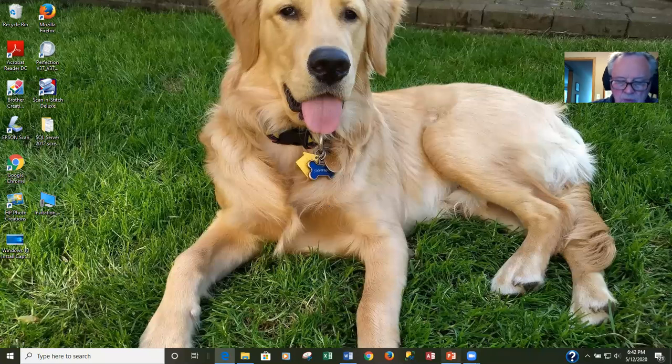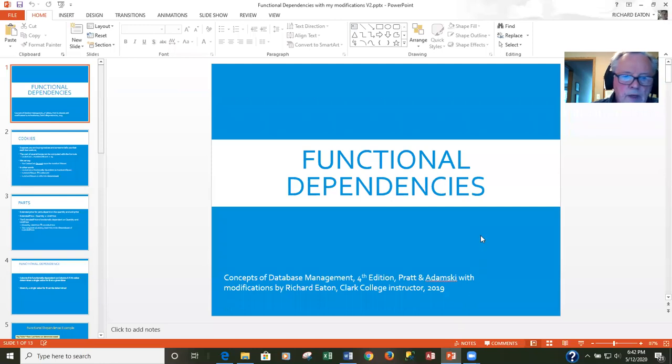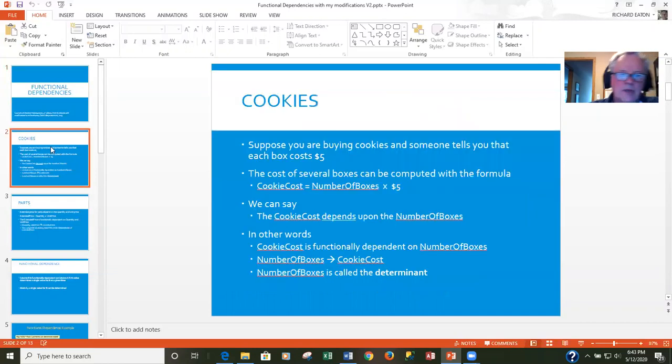But let's start with the actual PowerPoint presentation that talks about functional dependence. And as I said, you can maybe download and print or study this particular PowerPoint at your leisure, or go back and reread the textbook if you don't fully understand it. Okay, functional dependence. Here's an example.